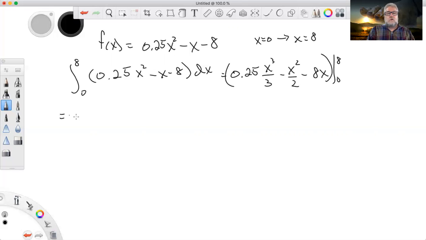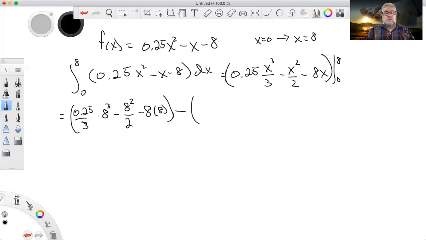So 0.25 over 3 times 8 cubed minus 8 squared over 2. That's an, oops, sorry, an ugly 2. Minus 8 times 8 minus, they all have an x in it, so they're all going to be 0. Beauty. Okay, so let me calculate these things.